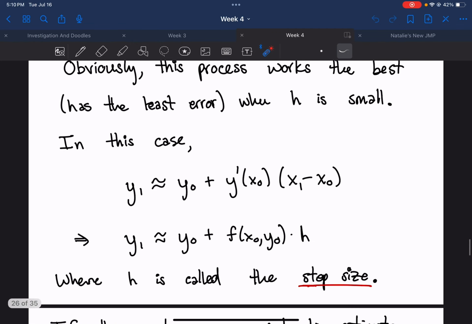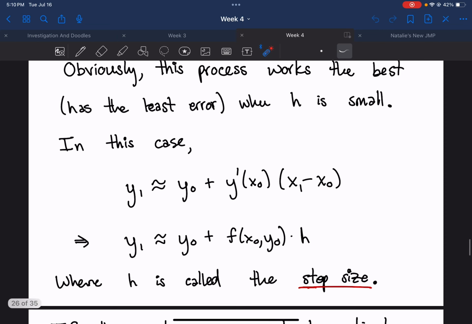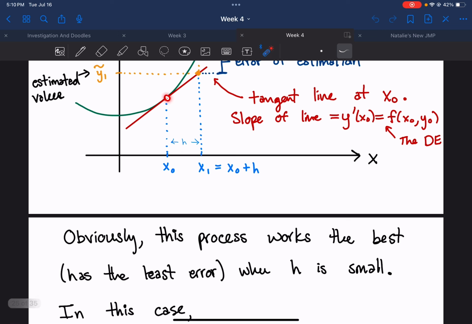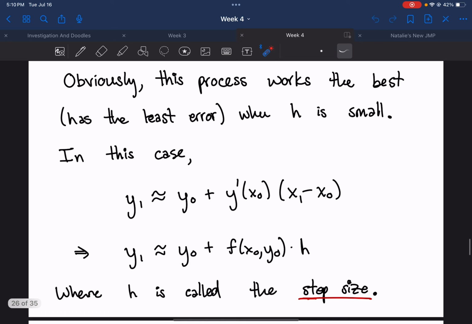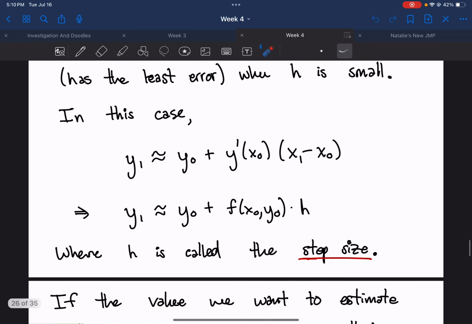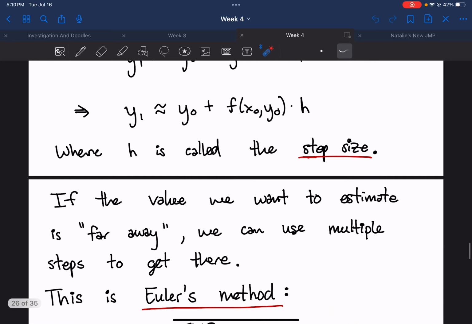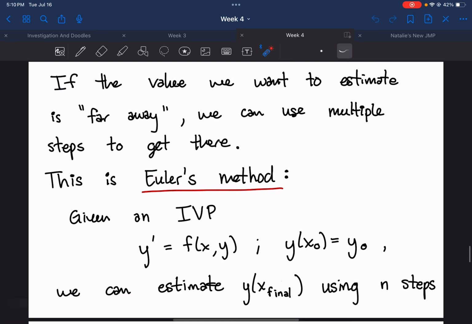And in this case, the actual y1 should be approximately equal to the original y0 plus you move along the slope h units. And here h again is called the step size. So if the value that you want to estimate is far away, you can just take lots of little steps to get there. This is what's called Euler's method, right?